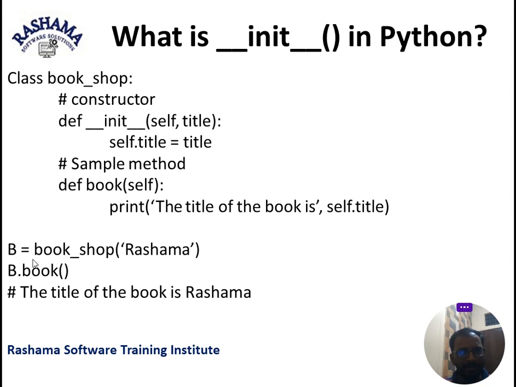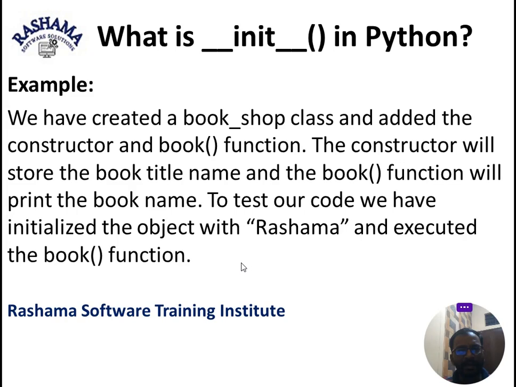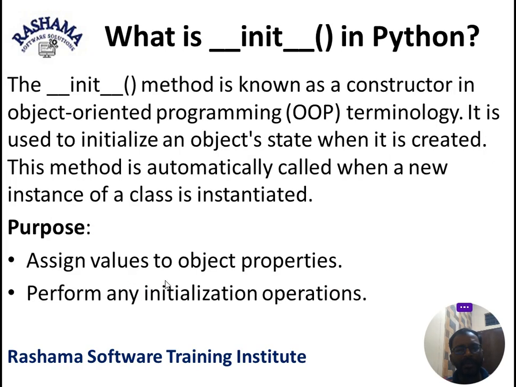Here you see b equals bookshop of Rashma. We are providing Rashma as the parameter, that means the title of the book. Here b is the object of the bookshop class, and then b.book triggers the book method. The title of the book is Rashma. Like that, the init method is triggered and initializes the object, helping with one of the major features in object oriented programming.